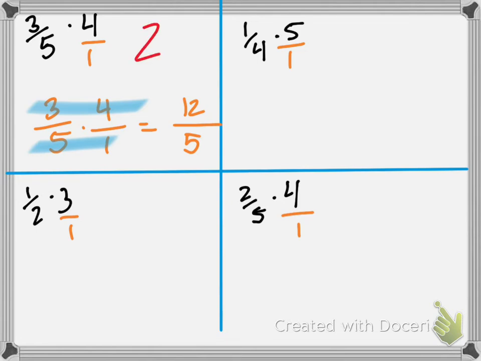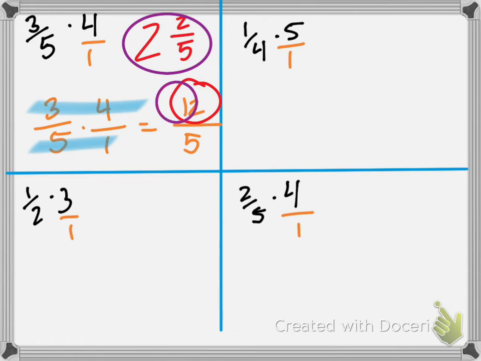And what was 2 times 5? 10. I'm going to take that away from the 12 because I just removed it. What is 12 minus 10? 2. And then we keep our denominator the same. These two are the exact same. 12/5 is the same as 2 and 2/5.